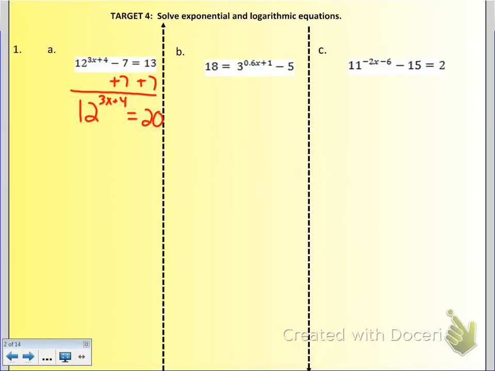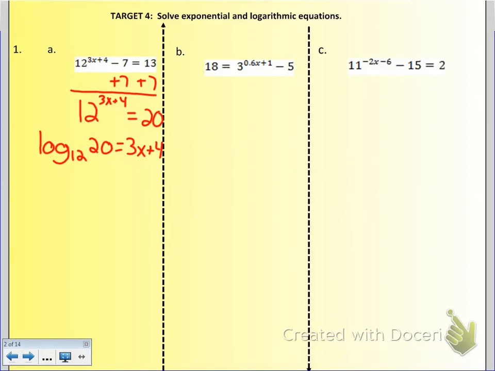Since we can't do anything in exponential form, we are going to turn it into logarithmic form. So we're going to have log base 12 of 20 equals 3x plus 4, because remember, the exponent goes on the opposite side of the equal sign by itself. Here, you're like, woohoo, it looks different, but I still don't know what to do.